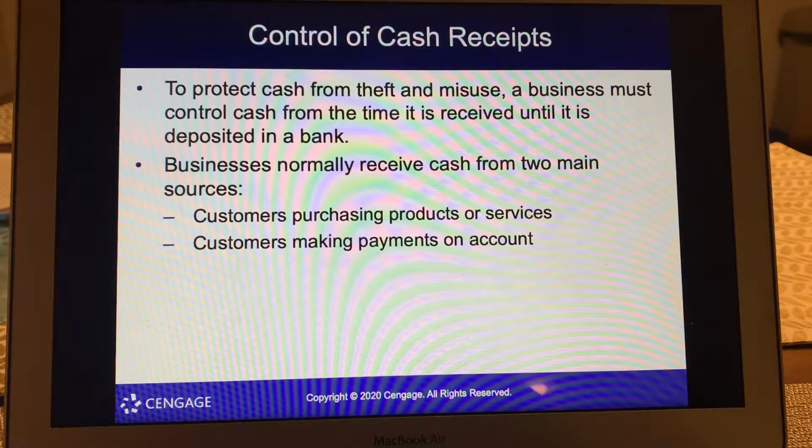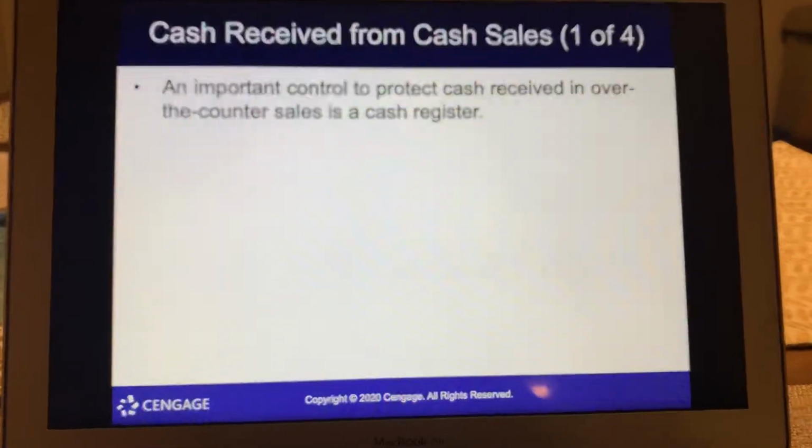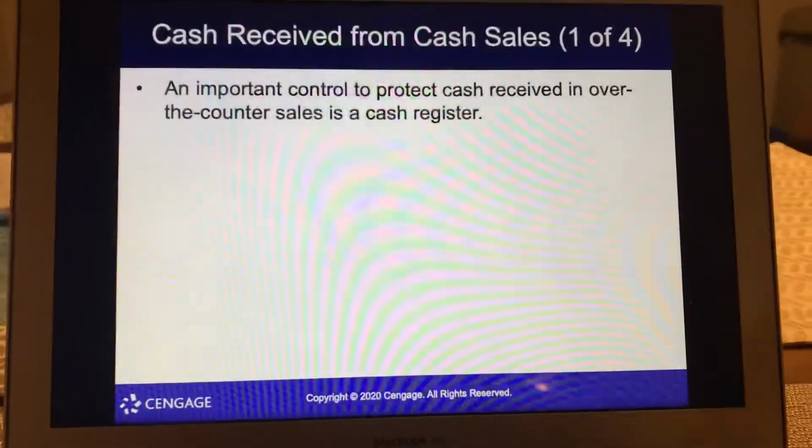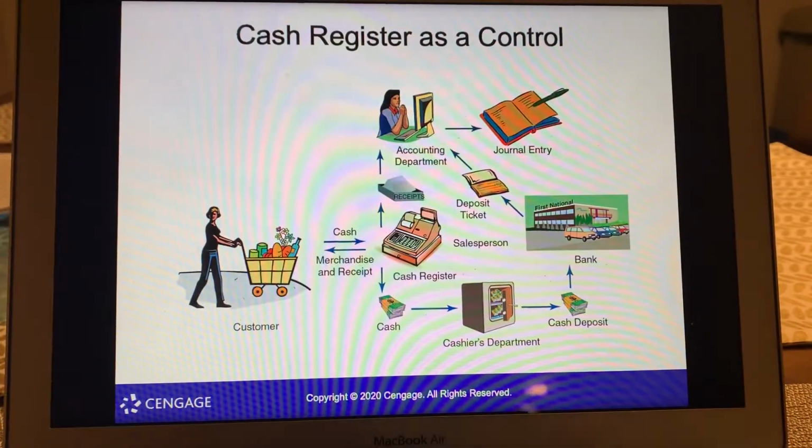To protect cash from theft and misuse, a business must control cash from the time it is received until it is deposited in a bank. Businesses normally receive cash from two main sources: customers purchasing products or services, or customers making payments on an account. An important control to protect cash received in over-the-counter sales is a cash register. So here's an example: customer, cash, merchandise receipts. So the cash is sent to the cashier's department and the cash is deposited.